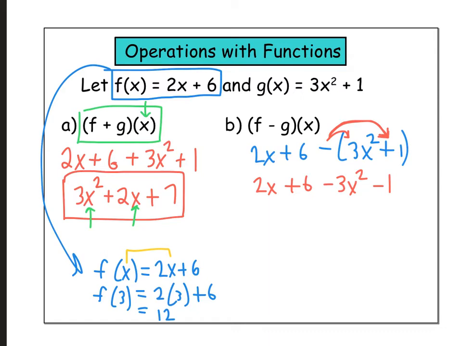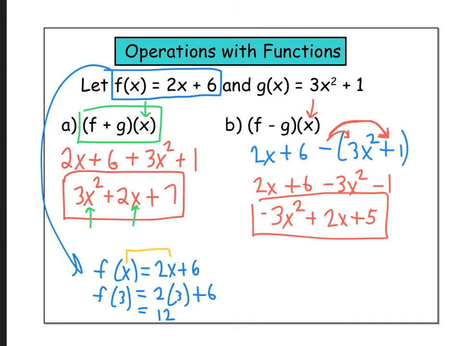So when we go to finally simplify, again in standard form, the biggest term is negative 3x squared. We have a positive 2x, and then we have a plus 6 and a minus 1. Those combine to become a plus 5. That is f minus g, again, of x. We're not multiplying another x out or anything. That's just saying that would be the variable that we could plug in if we wanted to, like I was showing you down here.